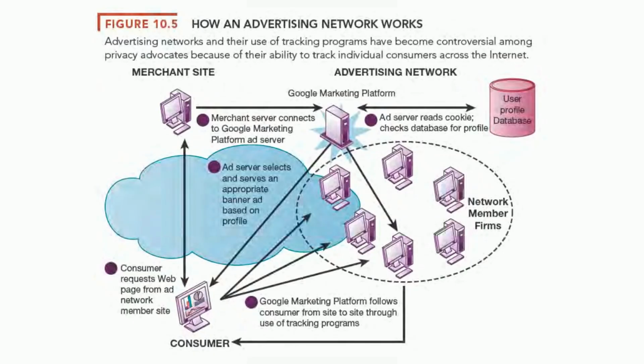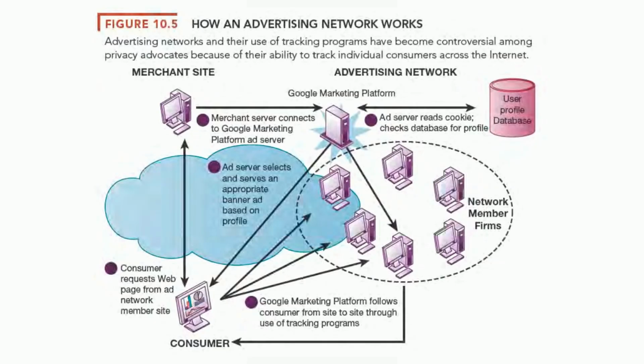And the steps start from the merchant who signs up with an ad network. This diagram shows a merchant's website, the advertiser, which is connecting with the Google Marketing Platform, the ad network. And the merchant creates a profile that specifies their target audience and budget. And next, the consumer visits a publisher's site. This diagram shows the consumer visiting a website that is part of the Google Marketing Platform's network.